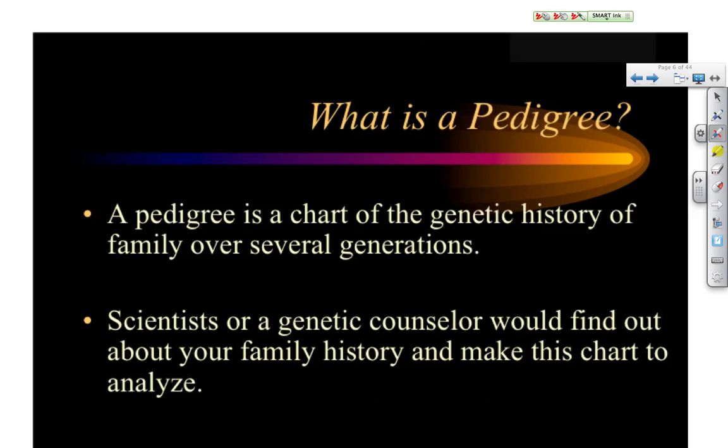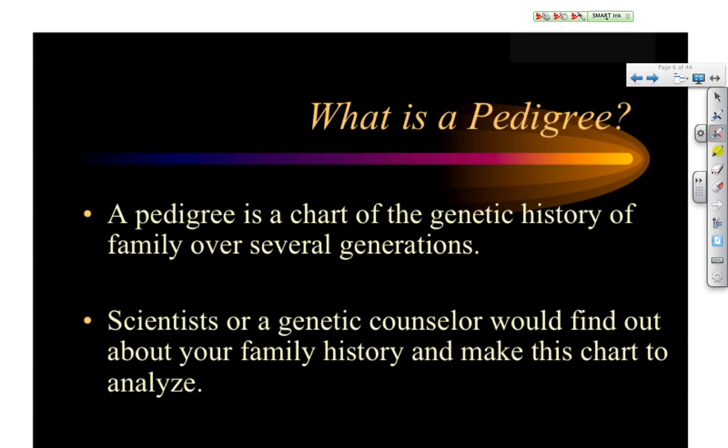What is a pedigree chart? A pedigree chart is a chart of the genetic history of a family over several generations. It's sort of a family tree that tracks one trait at a time. Who has that trait? Who was a carrier for that trait?